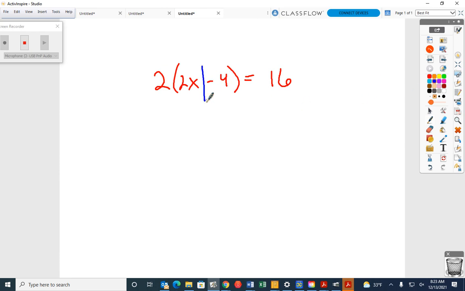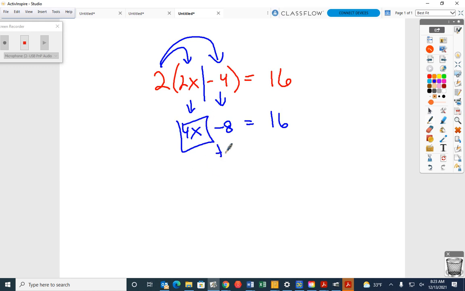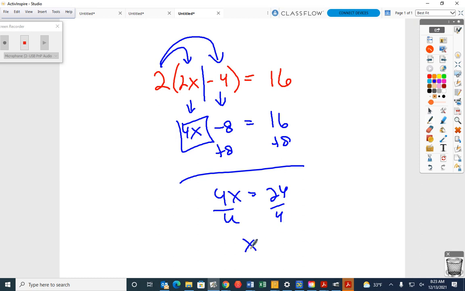Okay, so I separate these terms. That's the only way to get rid of those parentheses, right? So what's 2 times 2x? 4x. 2 times negative 4 equals negative 8, so 4x minus 8 equals 16. What do I have here? A two-step equation. So add 8. I'm left with 4x equals what's 16 plus 8? 24. Divide each side by 4. What does x equal? 6.